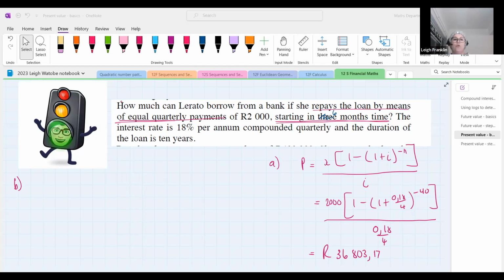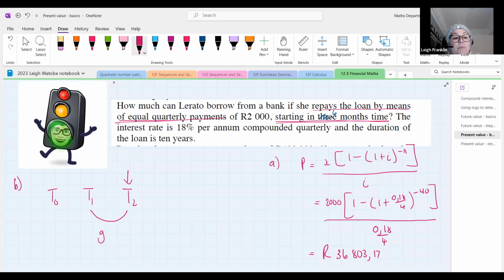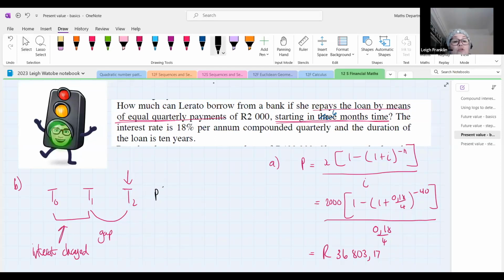Okay, so in other words, let's say your loan is granted at T0, all right, and you now start paying over here, right? There has to be a gap. All right. So here between T0 when the loan is granted and T1, interest will be charged on that loan. All right. So like what Voloshin has been saying in the chat, your P value would have to earn interest. So what you would do is this. You would take your P and you would multiply it by your bracket. So you'd end up with 0.18 over 4.